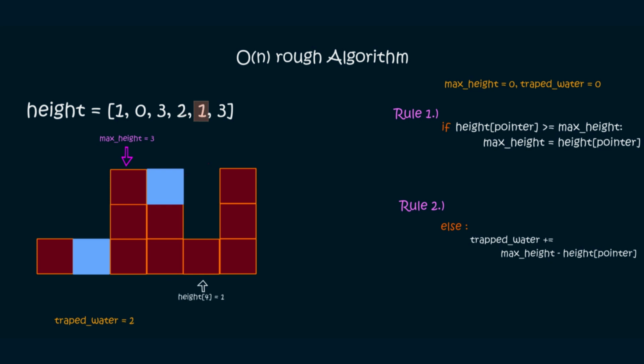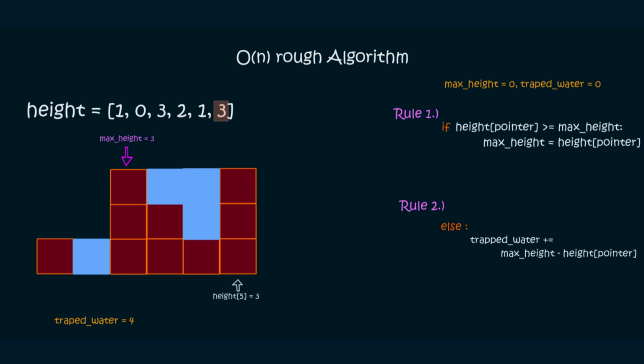We are at index number 4. At index 4, the current height is 1, which is less than the maximum height, which is 3. Hence, according to rule number 2, we will add the height difference between the left maximum and the current height, which is 2, to the trapped water and increment the pointer. Now we are at the last index.